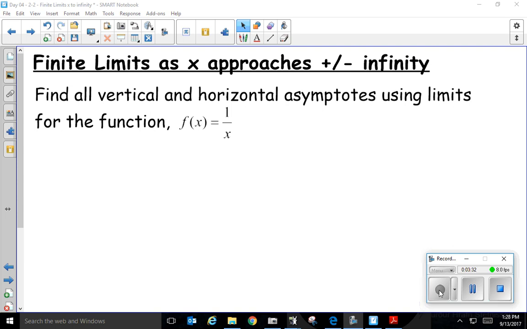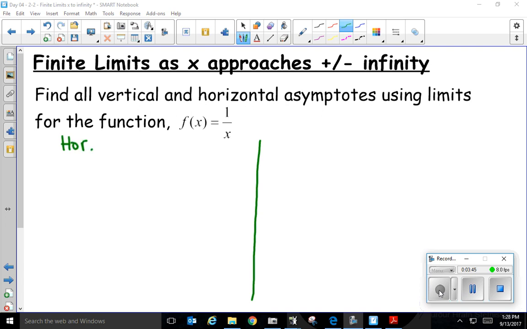So let's find all vertical and horizontal asymptotes using limits for the function here. That's what I'm going to do. We have horizontal and vertical. For my horizontal, that's when I take the limit as x approaches infinity of my function, 1 over x. All I do is I plug infinity in for my x. So that's 1 over infinity.